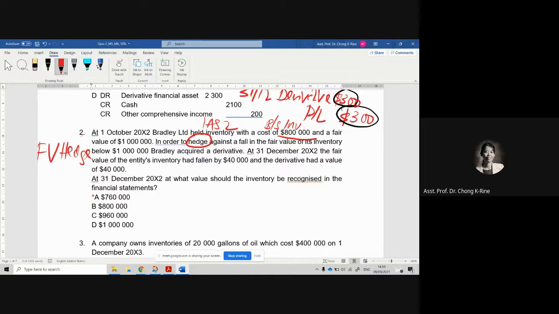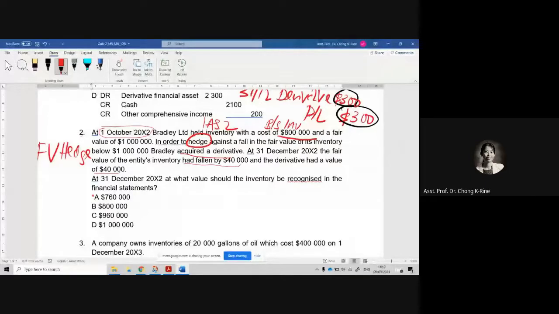So it is like the story we covered before from the study guide, where we maintain the oil or something like that. So we want to acquire a derivative, and on 31st of December, we acquired the derivative during this date. And then on 31st of December 20X2, the fair value of the inventory had fallen by 40,000 and the derivative had a value of 40,000.